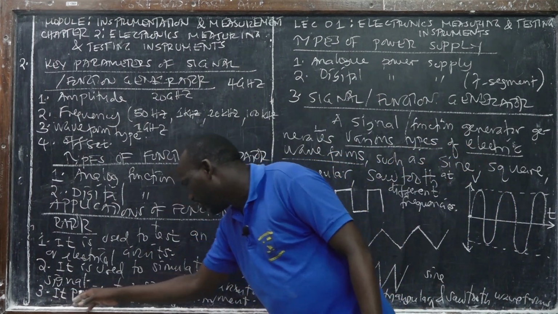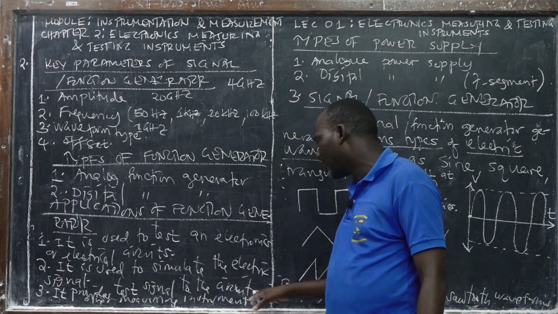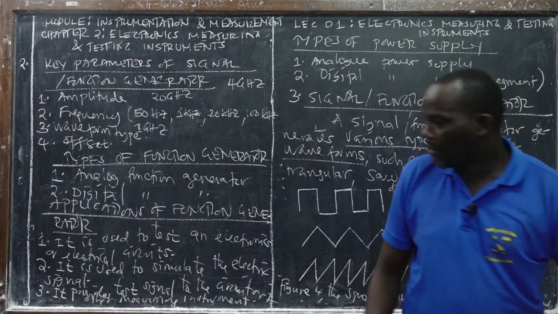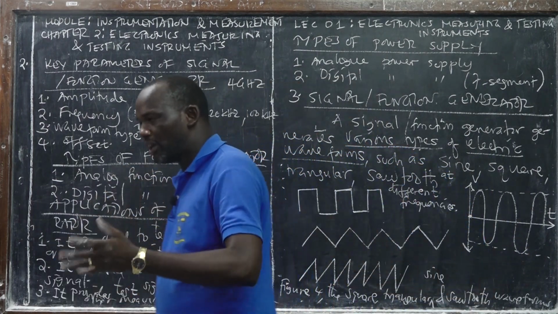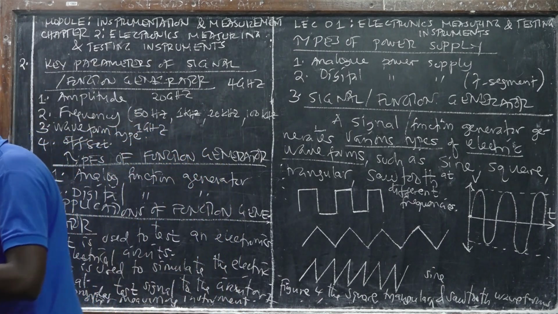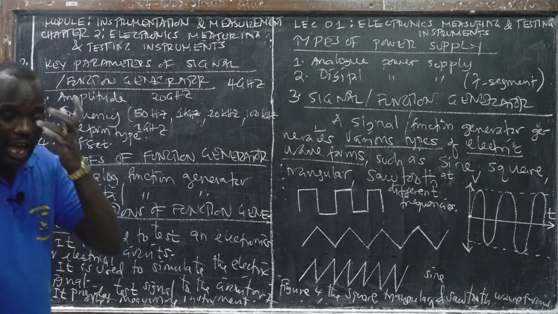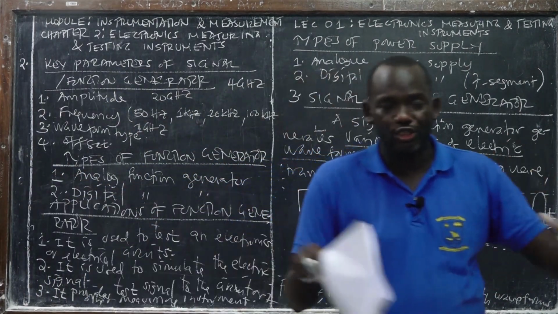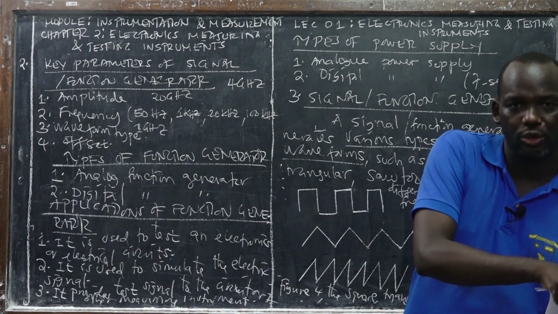Then number three, it provides a test signal to the circuit or other measuring instruments. Let me explain this point. For instance, you have bought a new oscilloscope, and you want to test whether it's working or not. You may need a function generator. You set the properties of the signal on the function generator, and you connect the output of the function generator to the input of the oscilloscope.